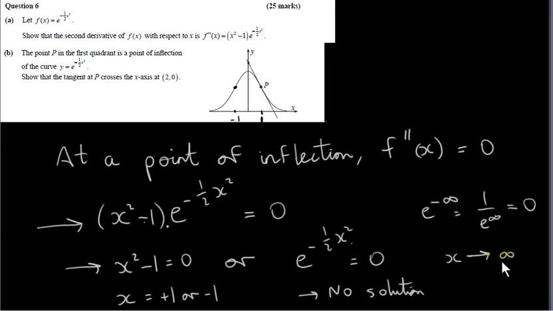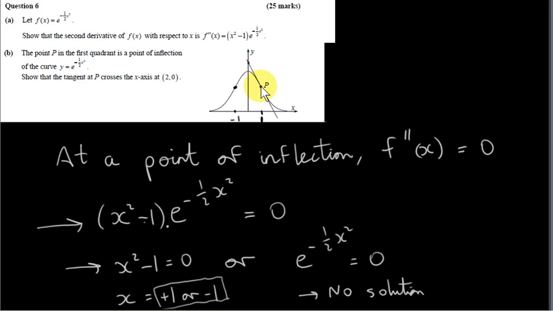We do not say that infinity is a solution. Infinity is not a number. We don't think of that as a solution, so we ignore that. So we just say that there is no solution to that part. So this is the only part that interests us. So we found the x value of the point P, which is the point of inflection.